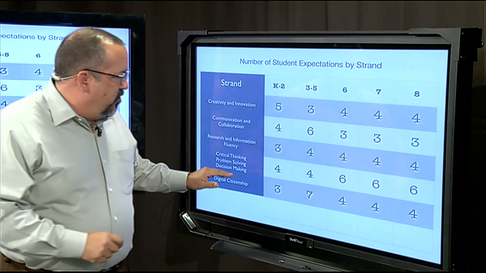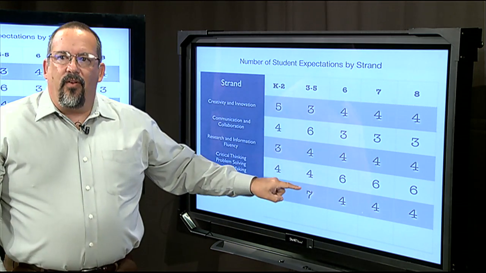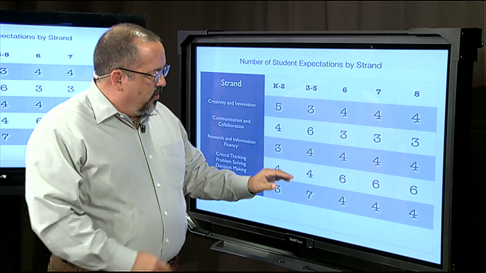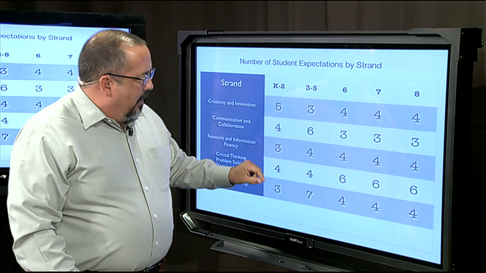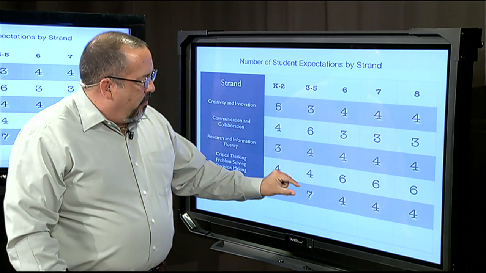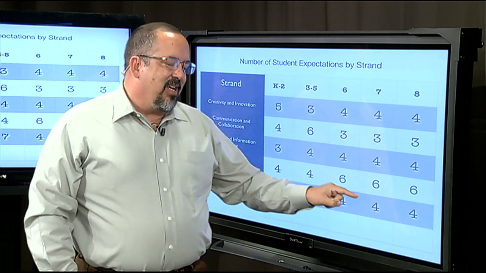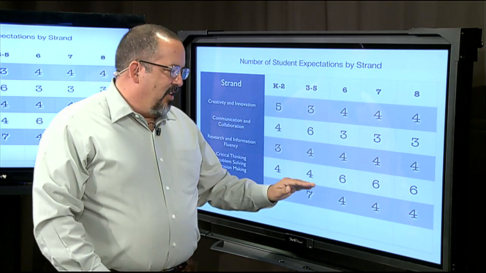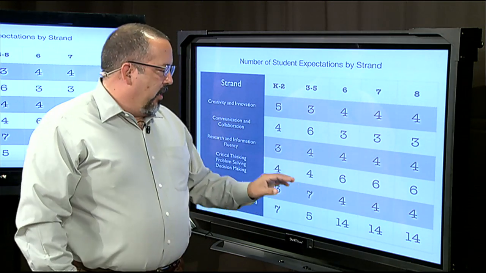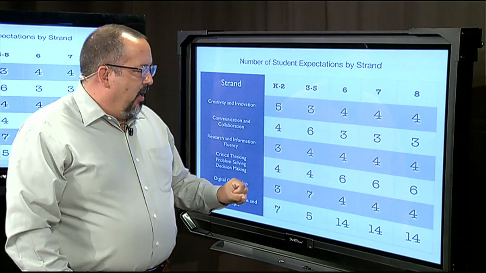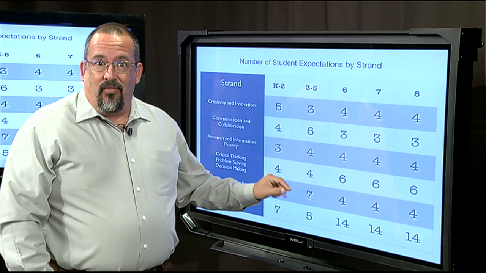In digital citizenship, you notice that we really push that in 3rd through 5th grade, and there's a reason for that: those students are going to be going into middle school. In 3rd through 5th grade, we really want to push digital citizenship, because by the time they get into middle school, that's when kids really start exploring the internet, playing around with social networking. So we really want to make sure that they understand how to behave themselves online.